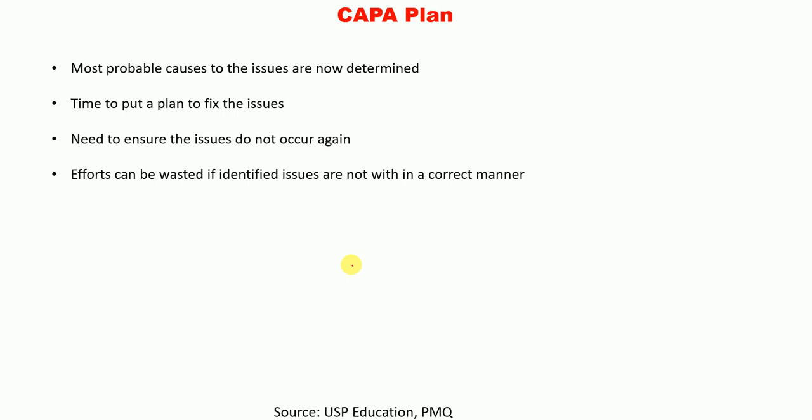So, the CAPA plan. What does the CAPA plan include? After determining the most probable causes of the issues, we make the CAPA plan. We have to put in time to fix these issues, and we also need to ensure that the issues do not occur again. We should know that efforts can be wasted if identified issues are not dealt with. If we don't deal with these identified issues in a correct manner, these issues can occur again. Okay, so these are the things that we should consider while making the CAPA plan.